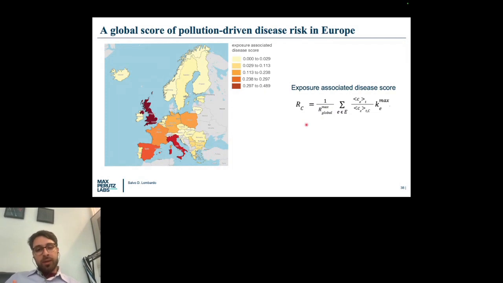And this risk score takes into account different components. So we have a component that is just a normalization factor, which is the possible.